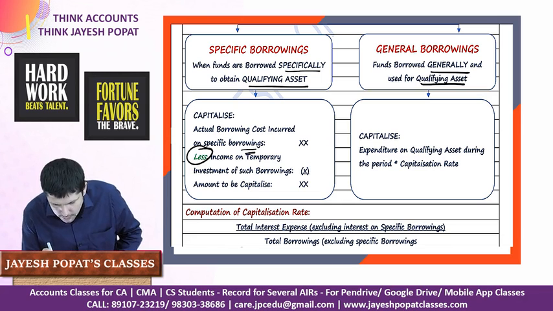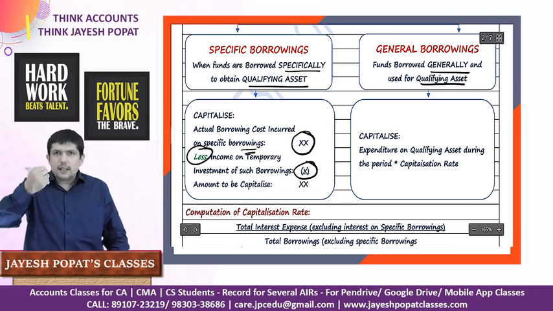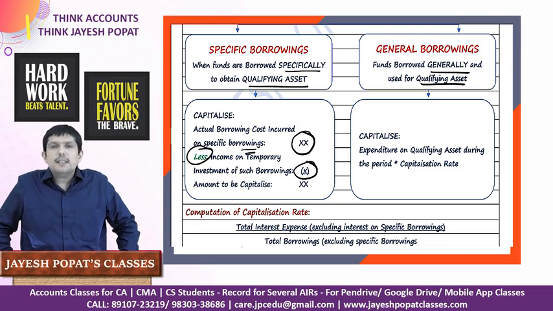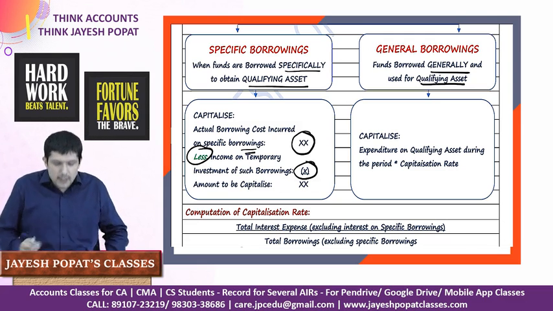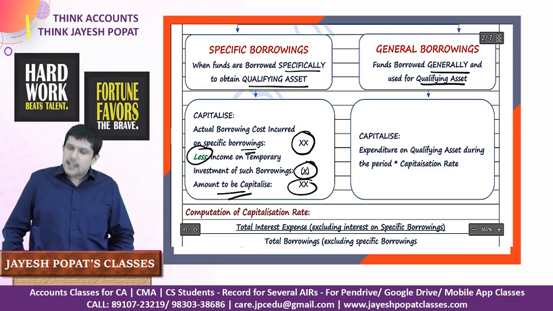So we need to calculate interest on the entire 10 crore less the amount of income which we earn by temporarily investing this residual amount of 4 crore, right? The balance amount will be treated as the amount of borrowing cost which needs to be capitalized.